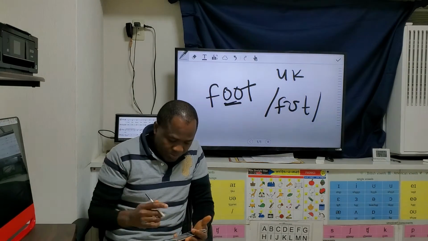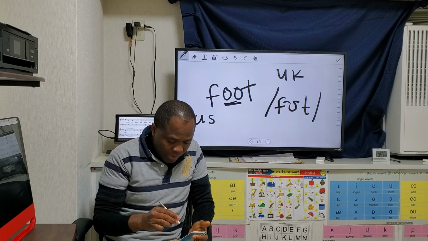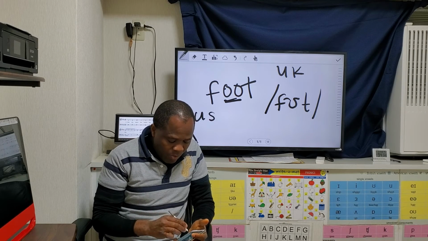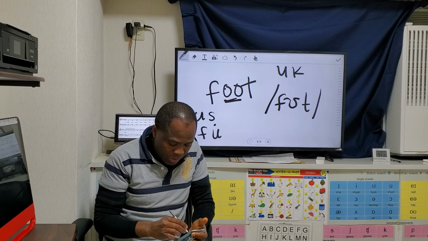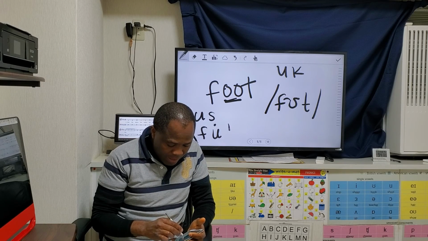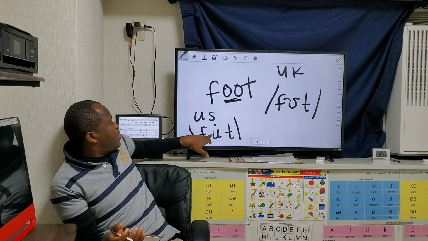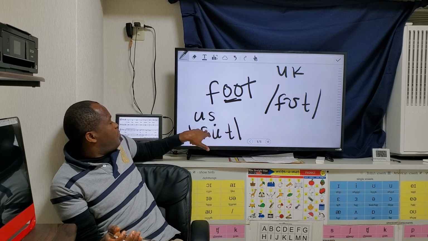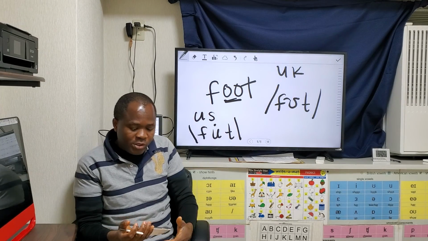Then we go to the US. It starts with the slash to the right. We have F. We know the sound now, the usual U with one period on the top, in the middle of course. Then we have our T. So we're going to have F, U, T. Foot.